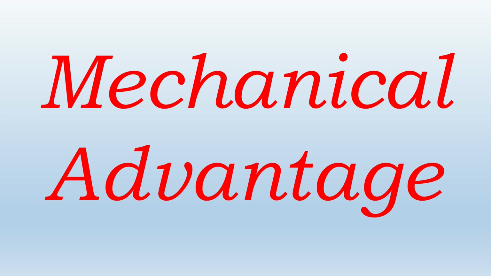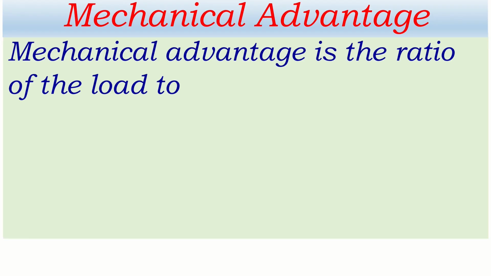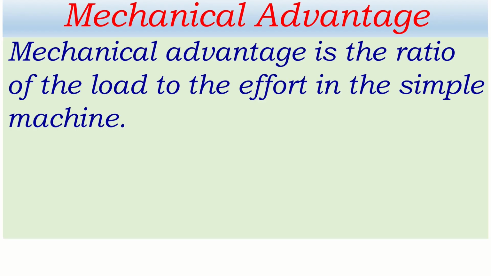Today I am talking about mechanical advantage related to simple machines. Exactly what it is, we can define this way. Mechanical advantage is the ratio of the load to the effort in the simple machine. Whatever the simple machine is, maybe a lever, pulley, inclined plane, screw or wedge, in every simple machine this term is determined with the help of load and effort. It is exactly the ratio of load to the effort.